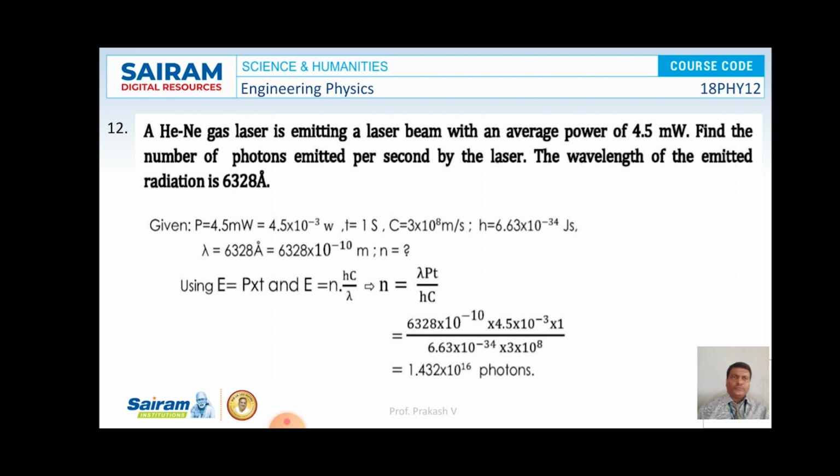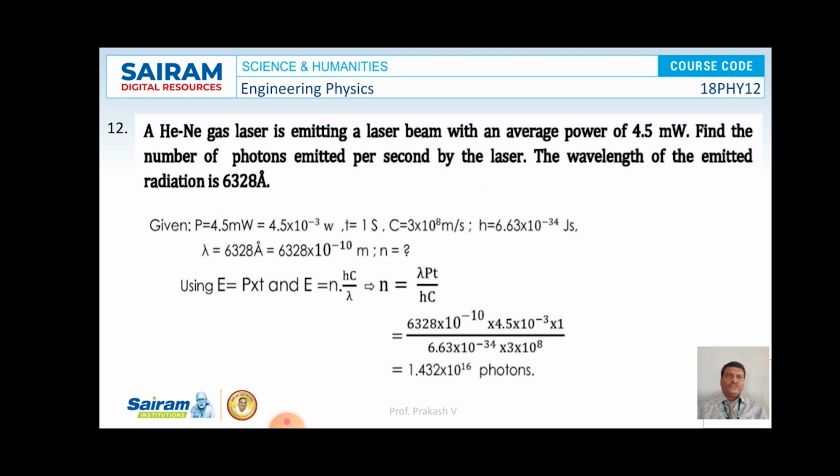Here the value of P is found to be 4.5 into 10 to the power minus 3 watts. t is found to be 1 second. c is 3 into 10 to the power 8 meter per second, and h is 6.63 into 10 to the power minus 34 joule second, and lambda is found to be 6328 angstrom.